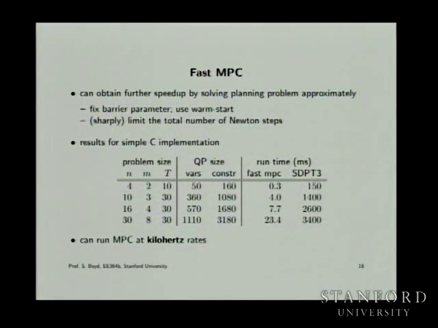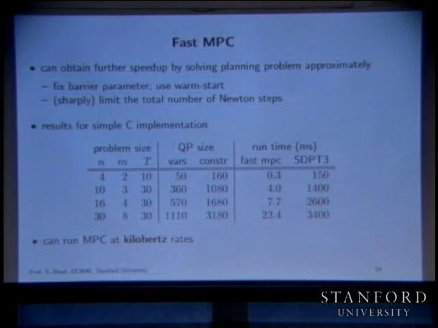It was just put together by Young. We've already talked about some of the things here. First of all, you don't have to do a good job in the planning. So you might as well do an interior point method and fix the barrier parameter. Then you can use warm start. It turns out you only need to do about 2 Newton steps, and you can limit the number of Newton steps. This is just a simple C implementation, not even optimized, not even compiled with O3 or whatever it's called.